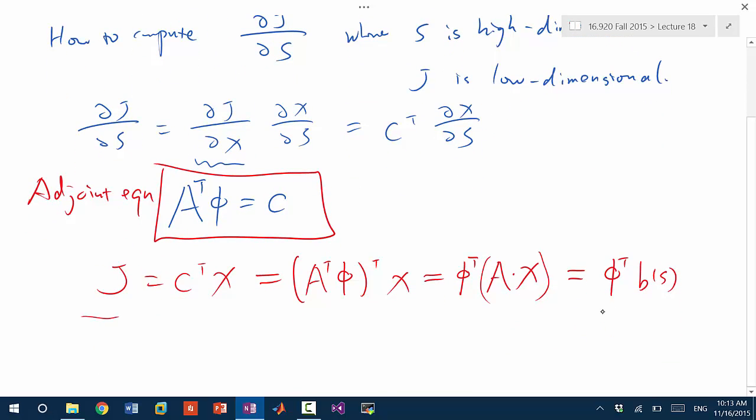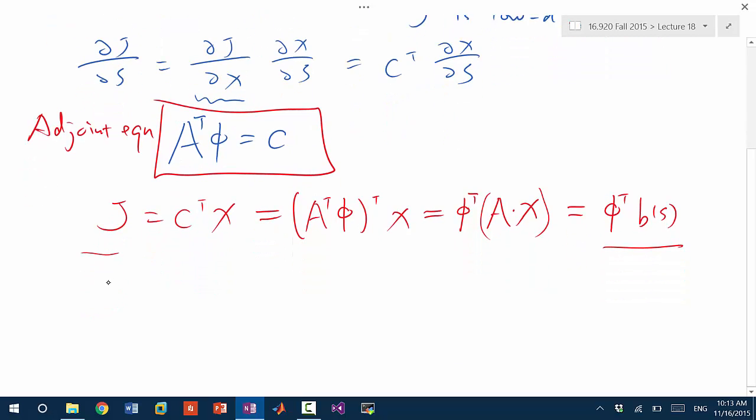Note what I've done here is I have completely circumvented the solution of the equation. I have written down a formula that directly links the right hand side of the equation to the objective function, with the solution appearing nowhere. Through this formula, I don't need to know the solution to the equation to know the objective function. Of course, through this equation, I can compute partial j partial s, which is just equal to phi transpose times partial b partial s.